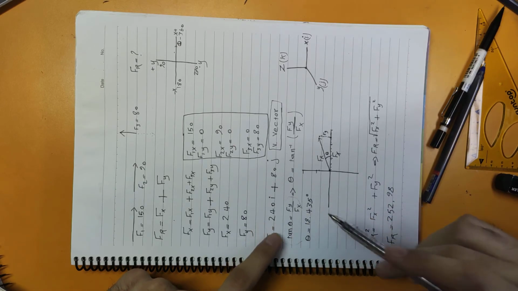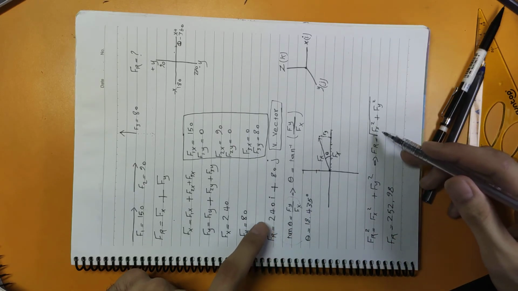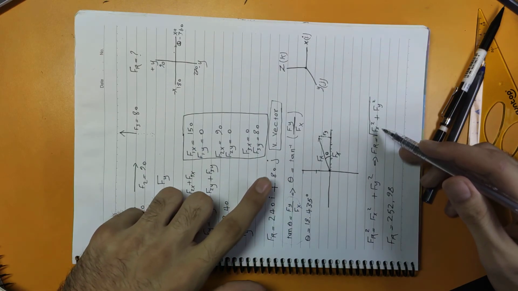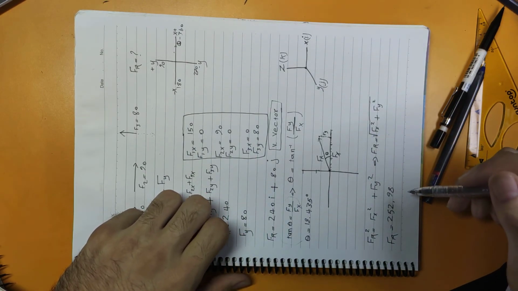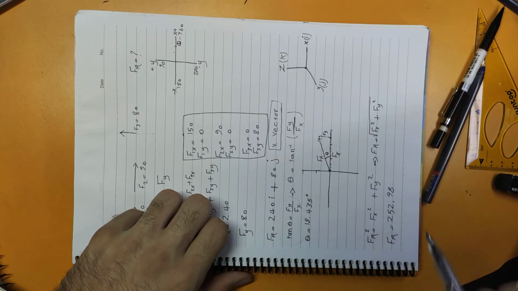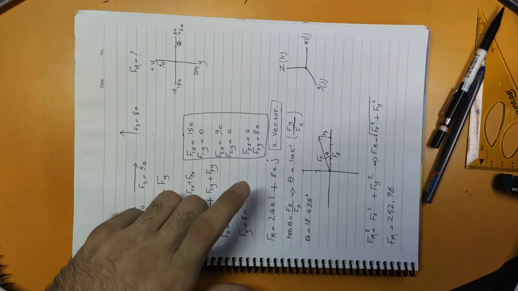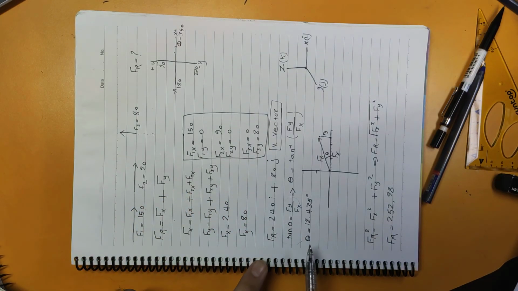The square root of 240 squared plus 80 squared, and you will get this answer. And when you write any vector, you have to give the angle, or basically the direction, of it.